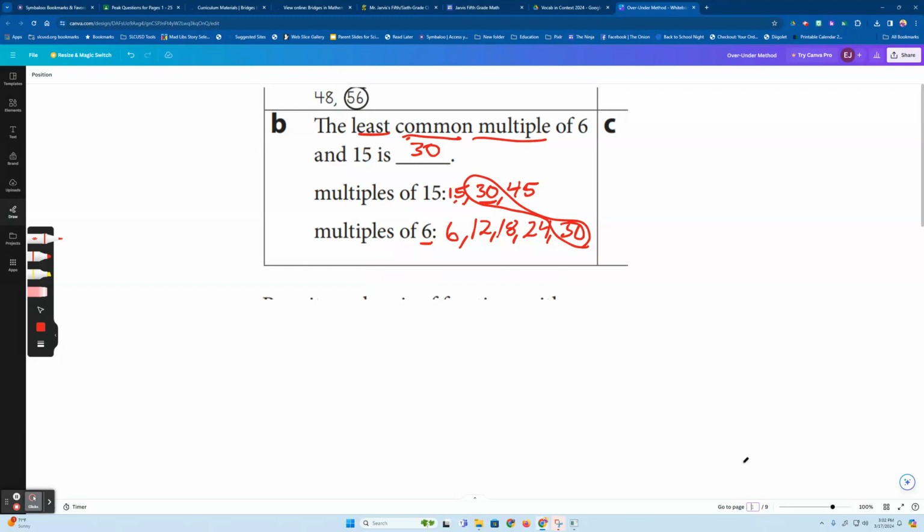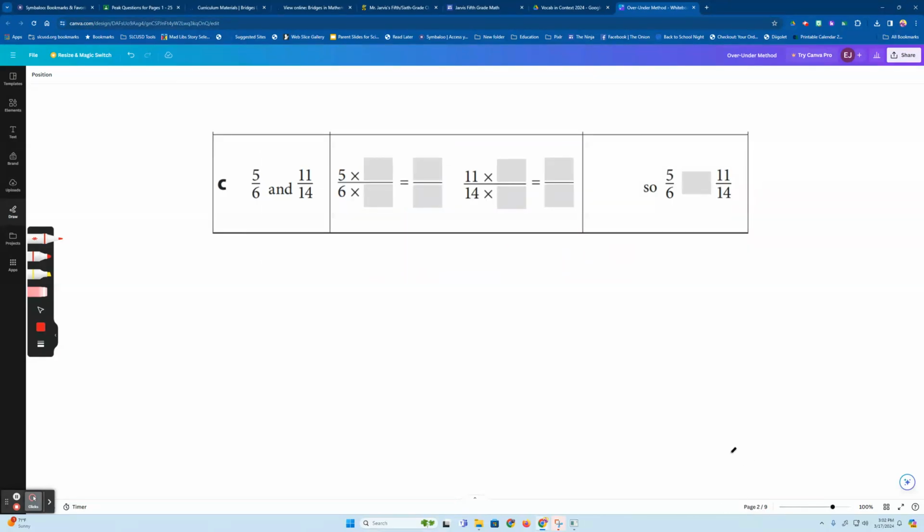Let's skip on down and put this into action. I'm looking at C from number 2. I have to see which is larger, 5/6 or 11/14. In order to do that, I need to find a common multiple. First, I can look and see if there's an obvious answer without doing any of the figuring here. 5/6 is pretty close to 1, but 11/14 is closer to 1/2. I'd probably go with 5/6, but we better figure it out. So we're going to list the multiples of 14. We start with the larger number.